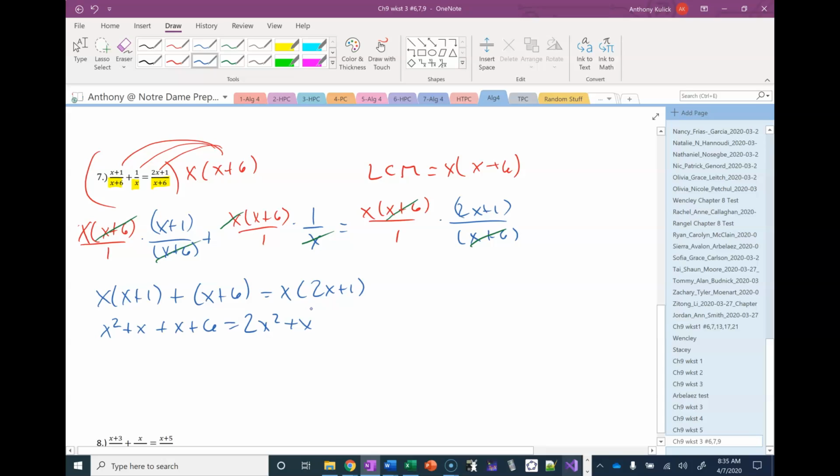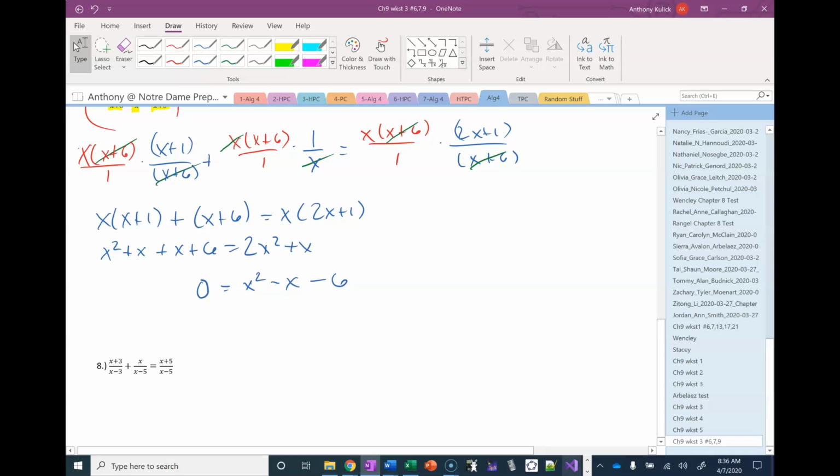And what I'm left with is a quadratic equation, so I'm going to move everything onto the same side. So I'm going to move everything onto the right-hand side. So I'm going to subtract x squared from both sides. I'm going to subtract 1x from both sides, and then another x from both sides. And then I'm going to subtract 6 from both sides.